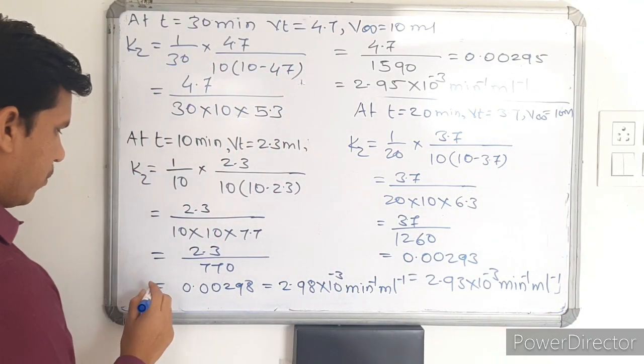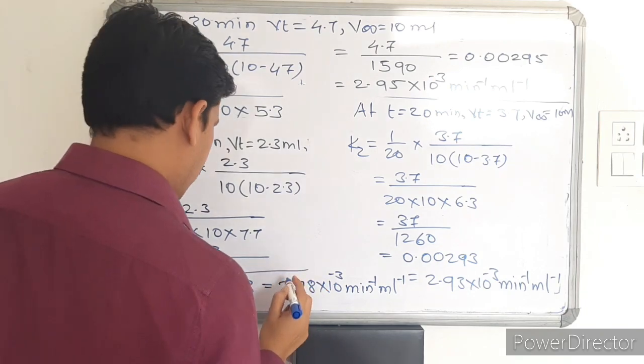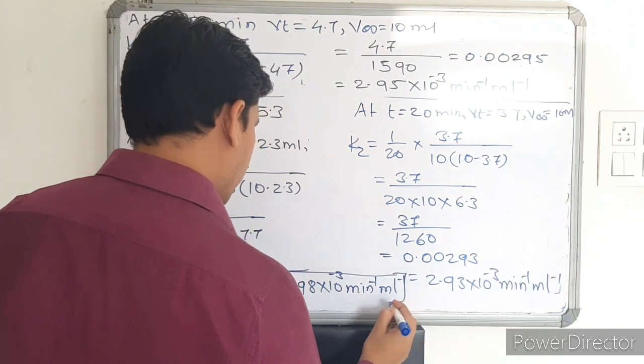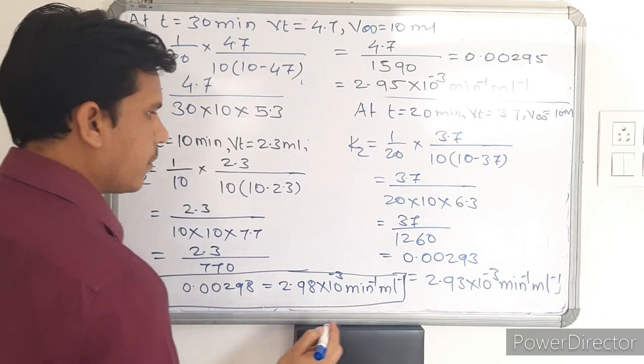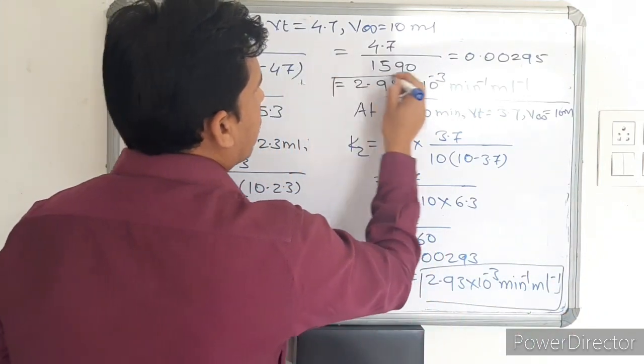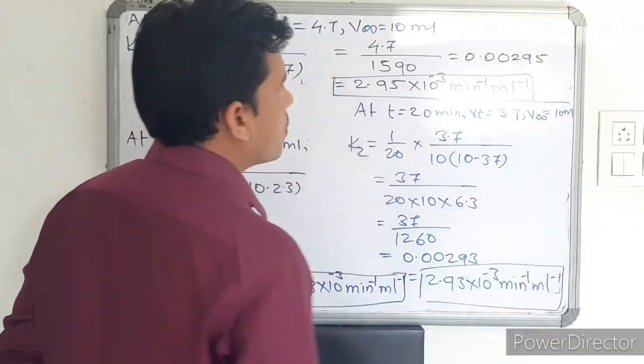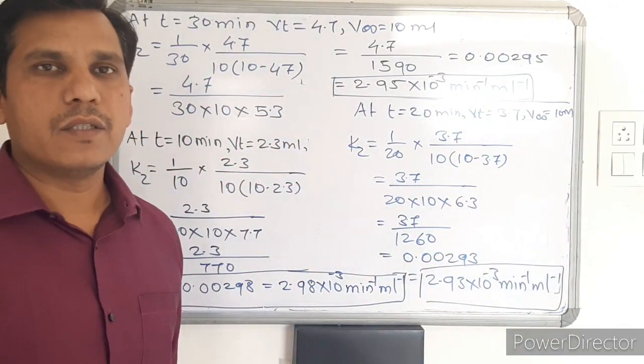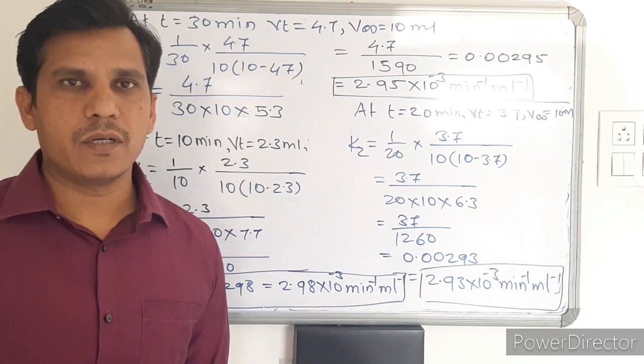By observing the values of the rate constant at the different time intervals, we can say that the values are nearly constant and hence the reaction follows second order kinetics.